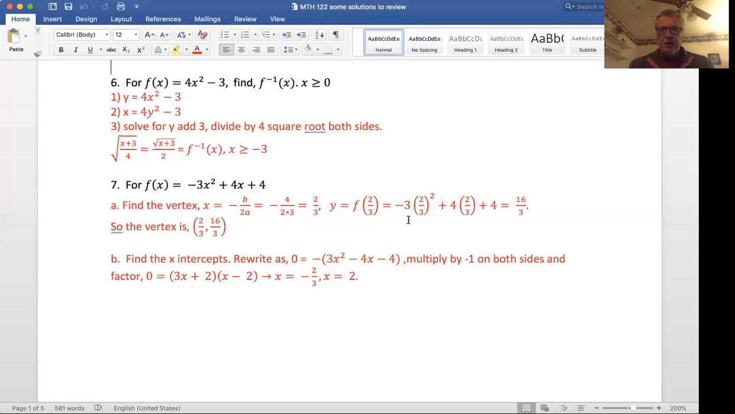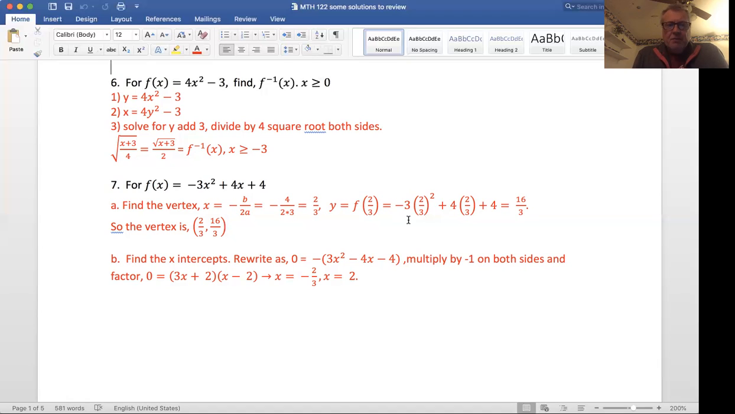Now we have to limit the domain to where x is greater than or equal to 0, or else it won't be one-to-one. So in this case, the first thing we do is we change the f of x notation to y. Then we exchange the x's and y's. So every x becomes a y and every y becomes an x. So we have x equals 4y squared minus 3.